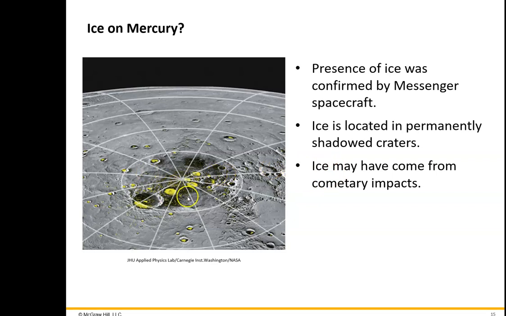This is just showing you where this ice is. This is called false color. We do this often in astronomy to distinguish one feature from another.